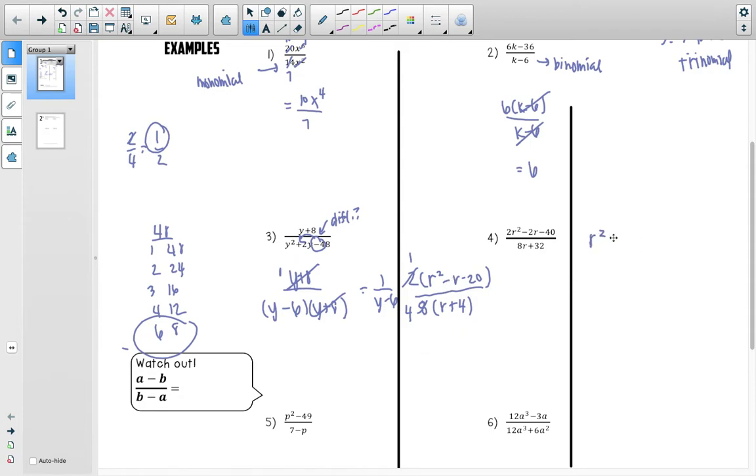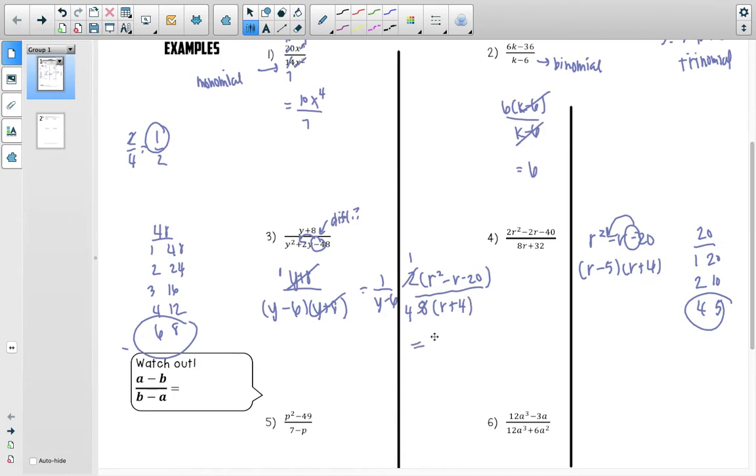So I'm just going to write it over here. Factors of 20 are 1 and 20, 2 and 10, and 4 and 5. And 4 and 5 is the only pair that will get you 1. Since this last sign is negative, the sign in front tells you what the bigger term is. So 5. So it's r minus 5 and r plus 4.